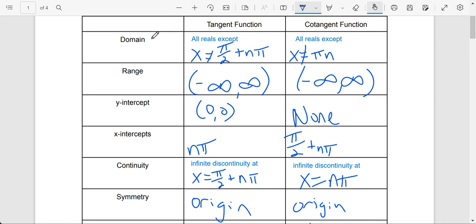So domain for tangent is all reals except for when x is equal to pi over 2 plus pi n. What does that mean? So at n equal to 1, for example, 3 pi over 2, tangent does not exist. Okay. And then at 0, tangent does not exist at pi over 2, and so on and so forth. That's the same that applies anytime you see the letter n.